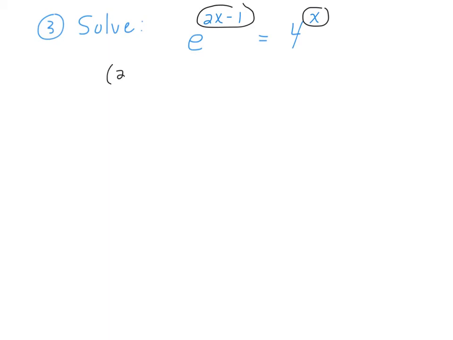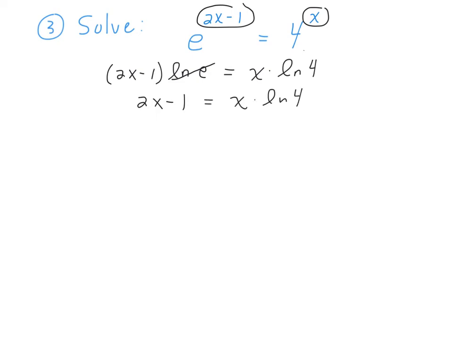So this power of 2x minus 1, I'm going to put that in parentheses, and we have the natural log of e. Again, that power gets thrown down in front of the log, and then we're going to have to take the natural log of this other side. Let me try that again. So you'd have that x down in front, and then the natural log of 4. So the natural log of e is just 1. Again, those are inverses of one another. So we're left with this 2x minus 1 is equal to x times the natural log of 4.